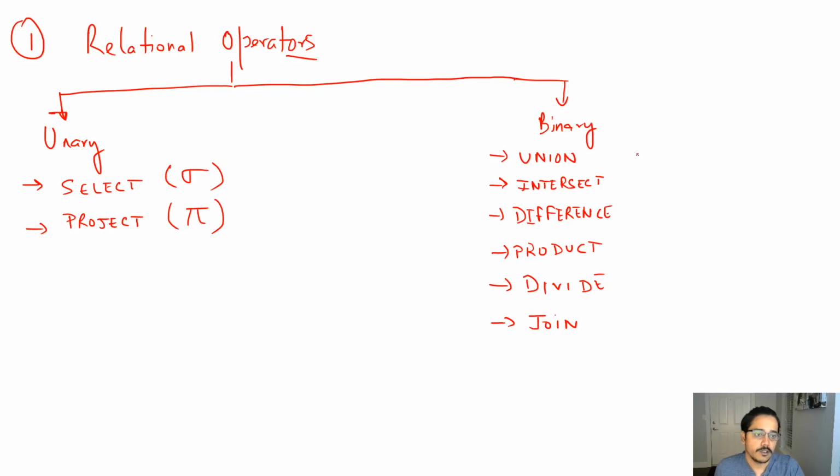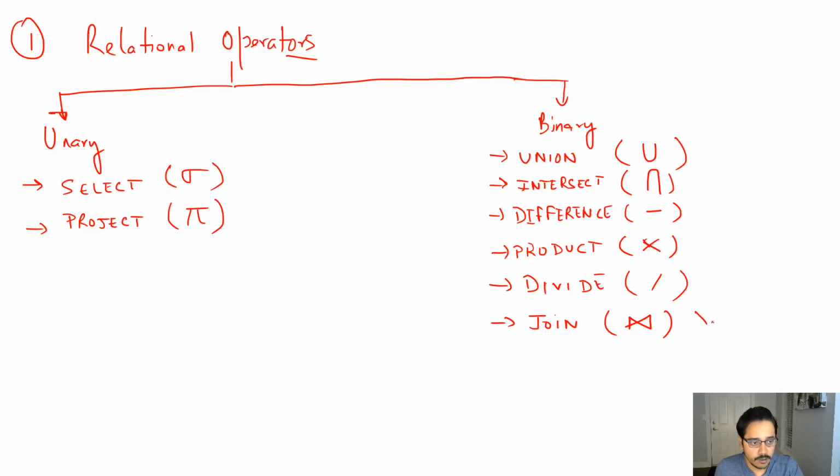The union is represented by this capital U. Intersect, and difference is basically difference. Product is represented by the cross symbol because it is the Cartesian cross product. Divide, and then the join operation can have many different symbols because there are different types of join that you can perform. But typically, it is represented using the bow tie symbol.